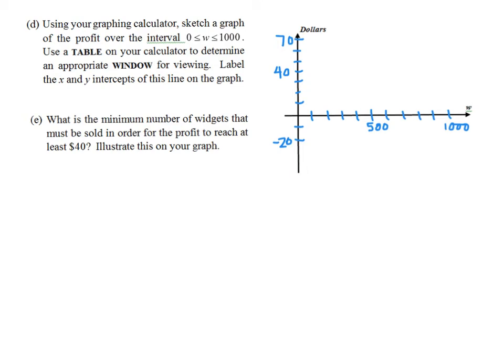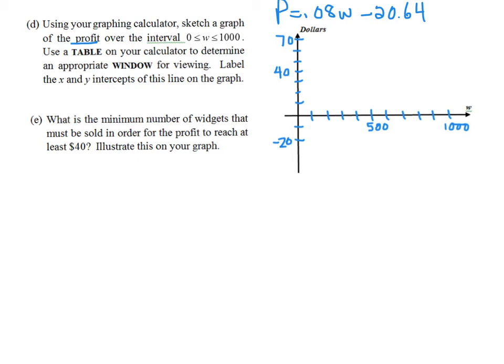Now in part D, we're going to go back to our graphing calculator, but this time we're going to graph the profit function that we've just created. So remember that our profit equation is P is equal to 0.08W minus 20.64. So we're going to go to our calculator, and in our y equals, we're going to clear out both of the original equations, and in y1 we should enter this new profit equation.